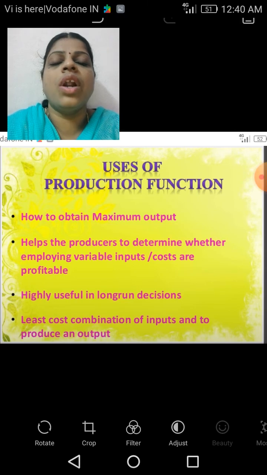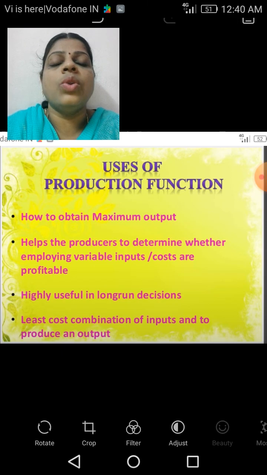Third one is, it's highly useful in long run decisions. That is, I told you about the time period, what is short run and what is long run. So in the long run, the process is a little complex one. So at that juncture, this production function is highly useful to take major decisions which enable us to reap more profits.